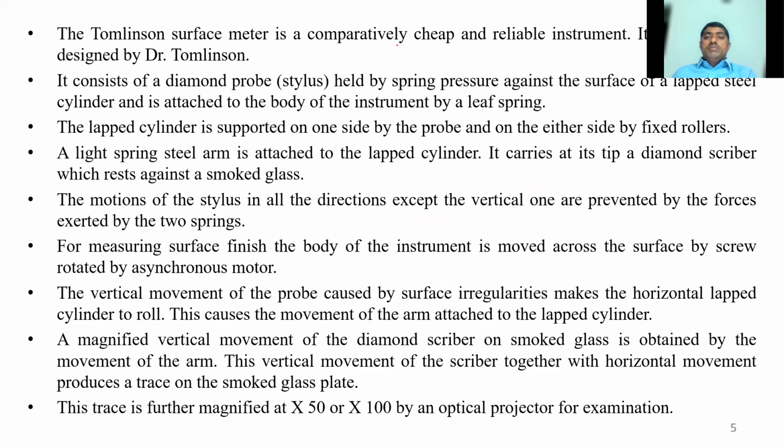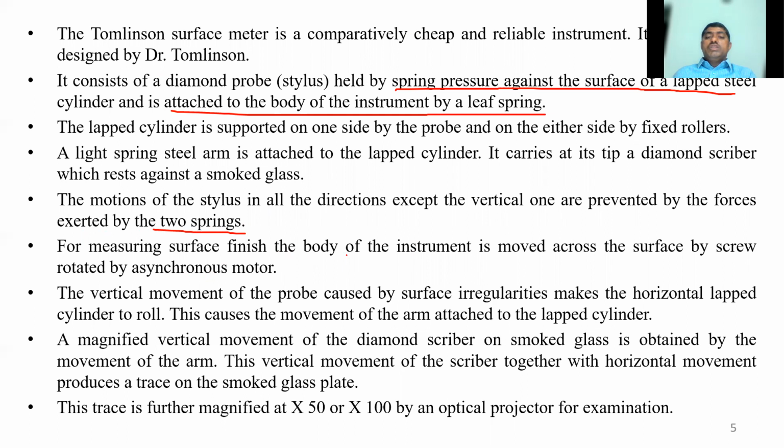So how does this work? The Tomlinson surface meter is a comparatively cheap and reliable instrument. It was originally designed by Dr. Tomlinson. It consists of a probe resting against the surface, a lapped steel cylinder, and is attached to the body of the instrument by a leaf spring. The lapped cylinder is supported on one side by the probe. The spring steel arm is attached to the lapped cylinder. It carries at its tip a diamond scriber, which rests against a smoked glass screen. The motions of the stylus in all directions except the vertical one are prevented by two springs, that is the coil spring and the leaf spring.